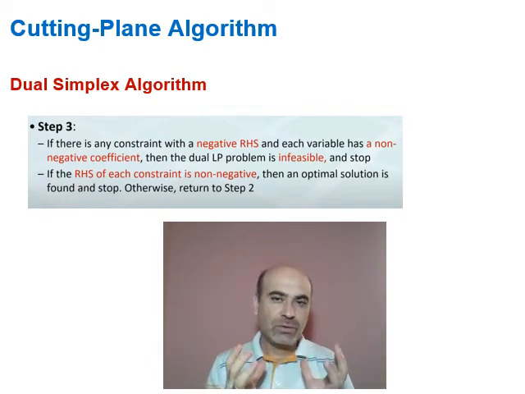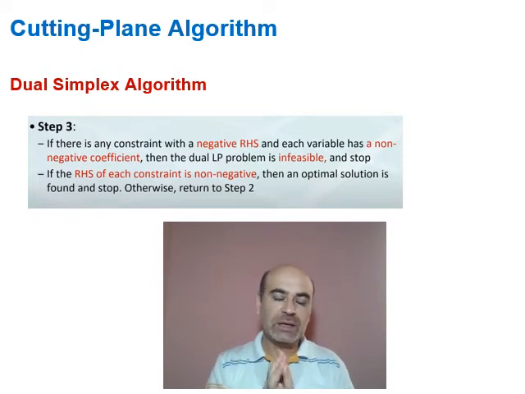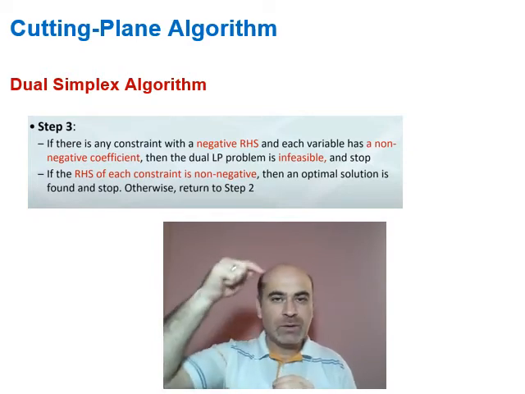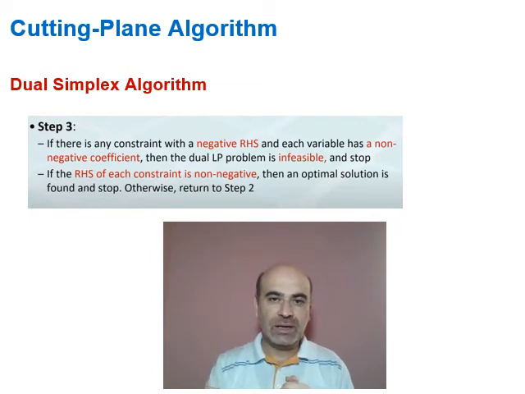So what is the conclusion? The conclusion is there is a leaving variable, but we cannot make the ratio test. So the tableau, or this new tableau, or this problem is infeasible. There is no solution to this problem, so we stop.